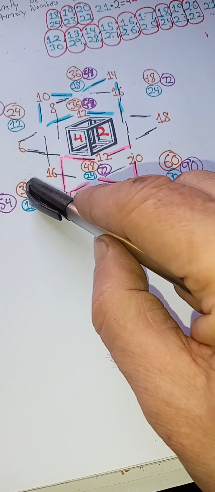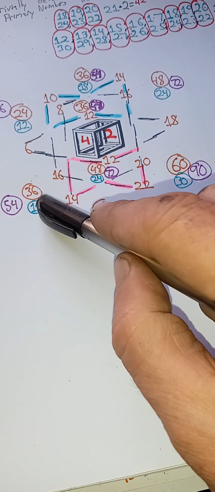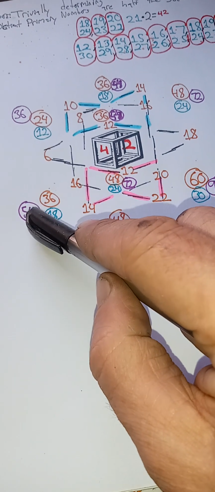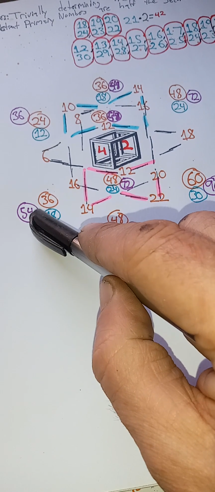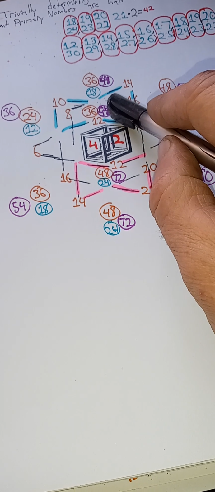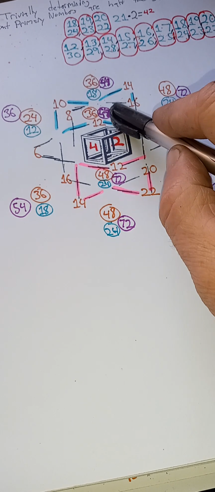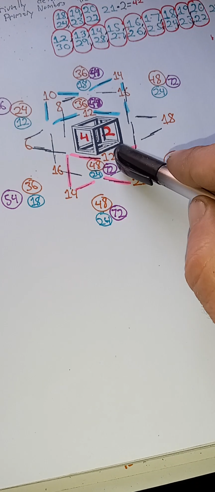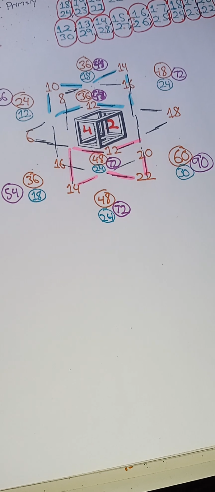So when you add the full and the half together, that gives you the inner ghost numbers: 54, 36, 54, 54. I didn't write that correctly. 72, 72, 72, and 90.